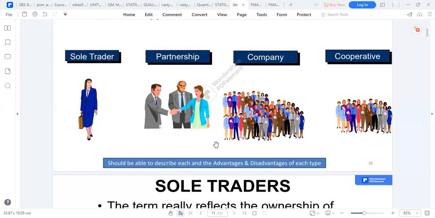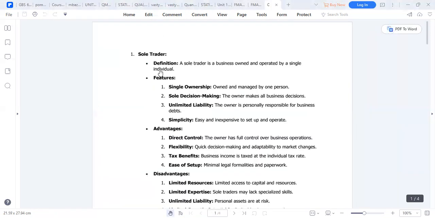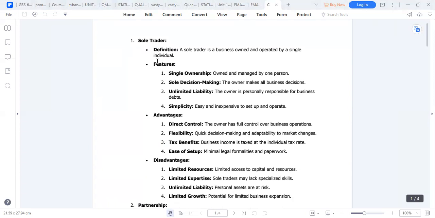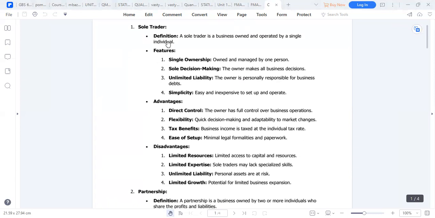So just to give the summarized notes as well. A sole trader is a business owned by a single person. The characteristics are shown: single ownership. In terms of decision making, it is prompt and quick. You have unlimited liability, meaning the owner is personally liable for the business debt. And simplicity, it's very easy and inexpensive to operate.